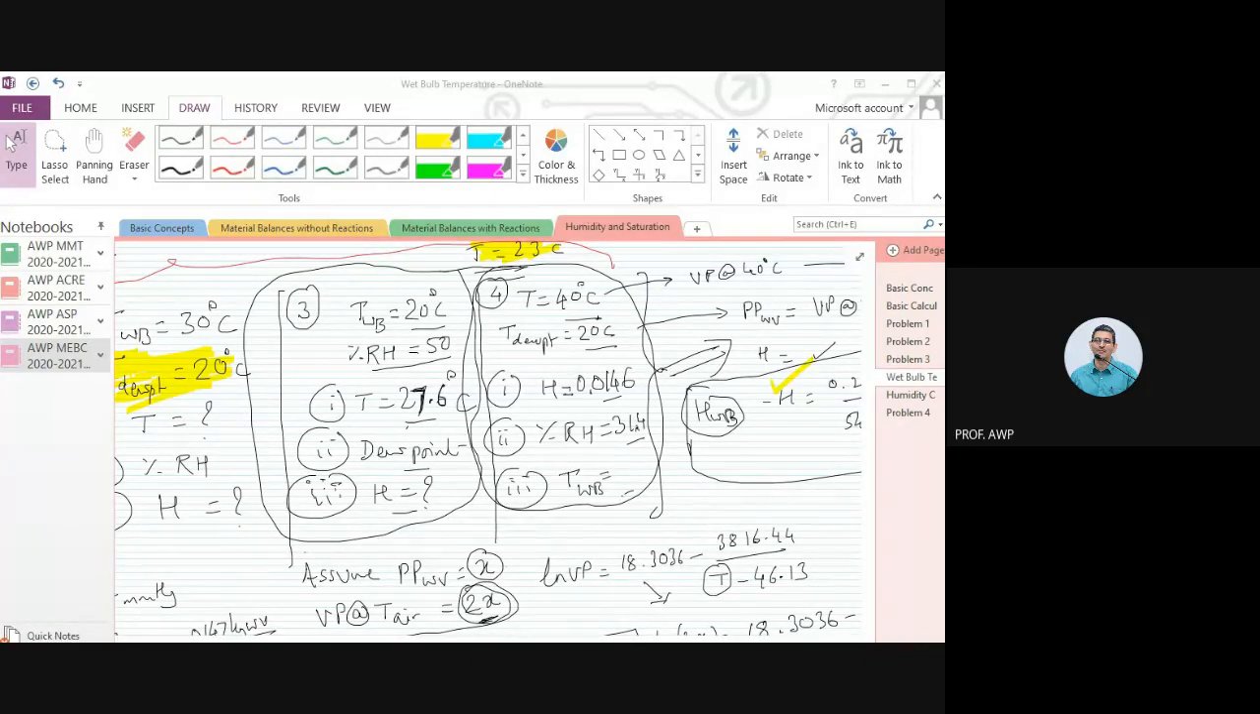There are two humidity charts, one at low temperature, one at high temperature. So use the proper chart. If you just Google, you will get humidity charts. They are there in your textbook as well. Himmelblau is our textbook.